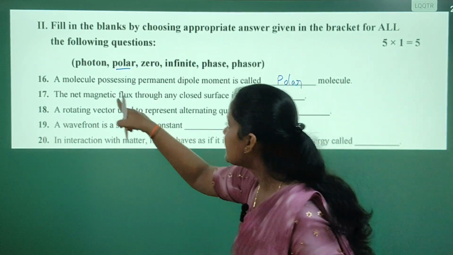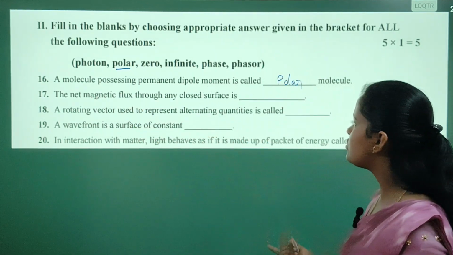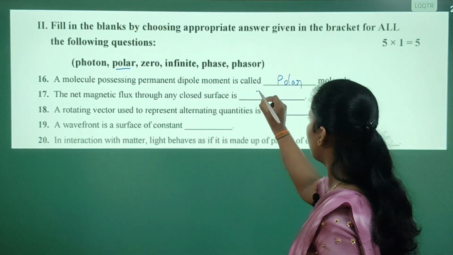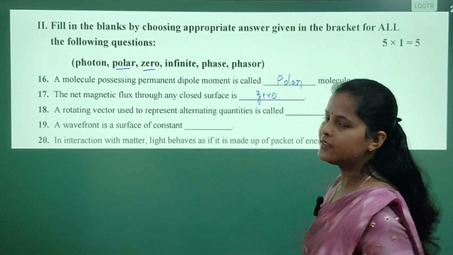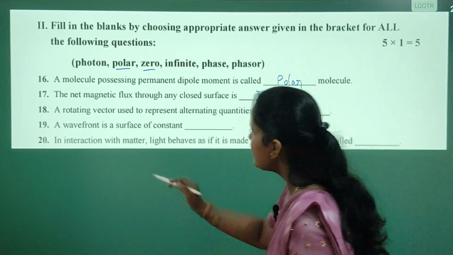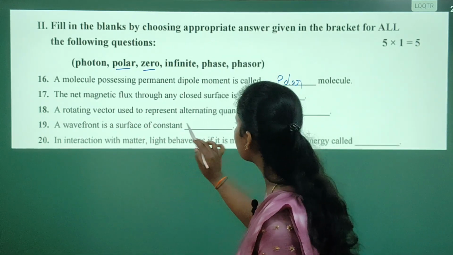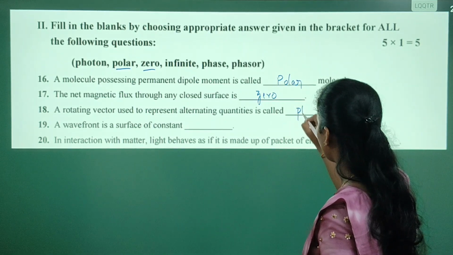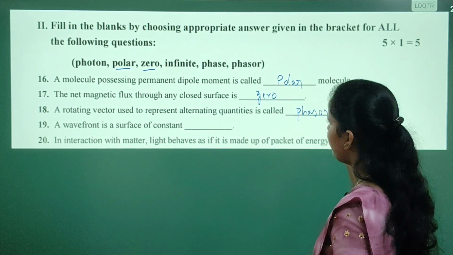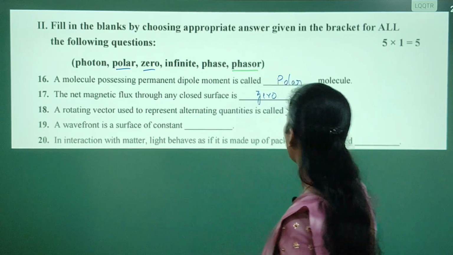Okay, yes, next here: the net magnetic flux through any closed surface is 0. So here the answer is 0. Yes. Next here: the rotating vector used to represent the alternating quantities is called phasor. Here the answer is phasor. Okay.